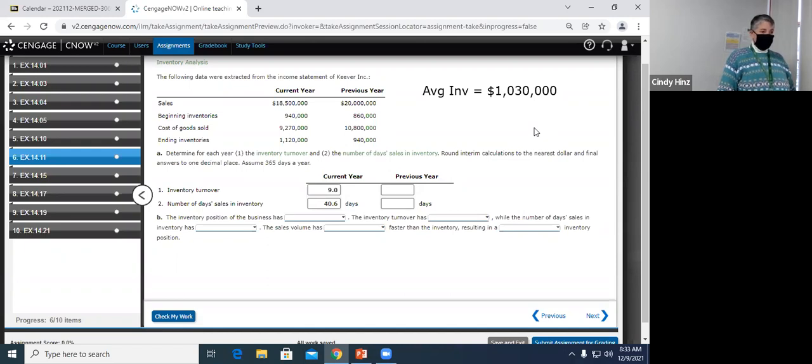Any questions about how we calculated those two numbers? Okay, so go ahead, please, and do the previous year calculation on your own.